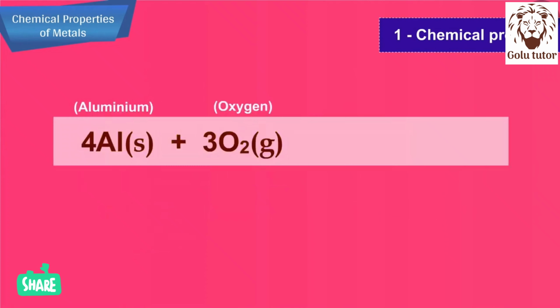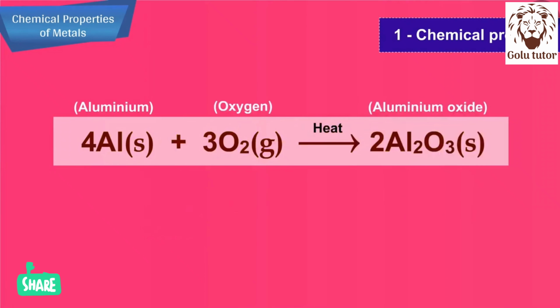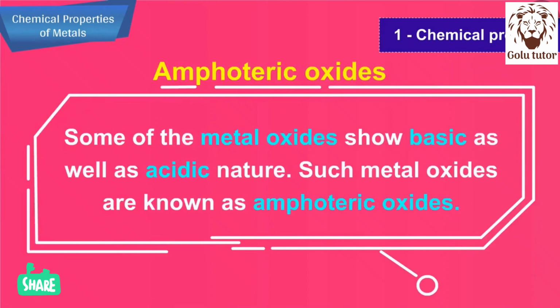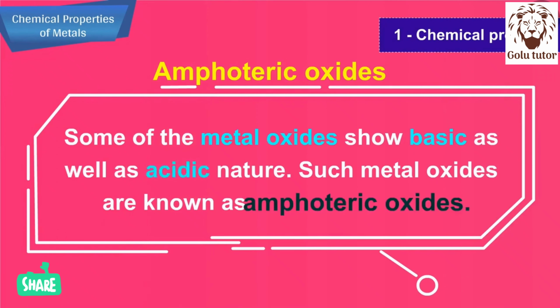Aluminium metal burns in air on heating to form aluminium oxide. Although most metal oxides are basic in nature, some of the metal oxides show basic as well as acidic nature. Such metal oxides are known as Amphoteric oxides.